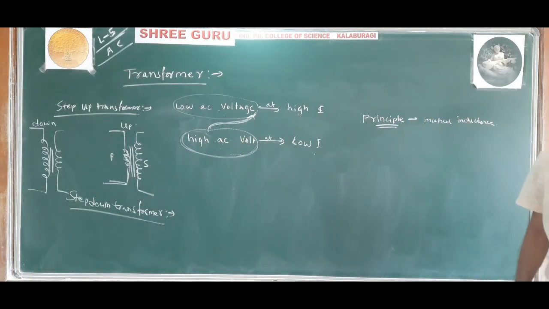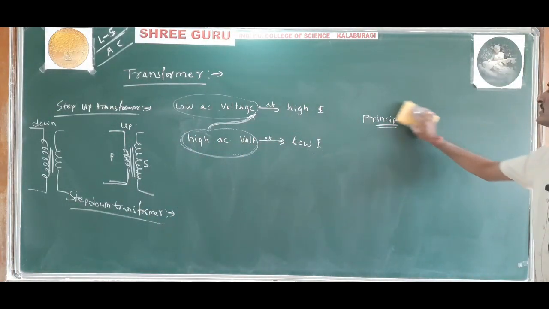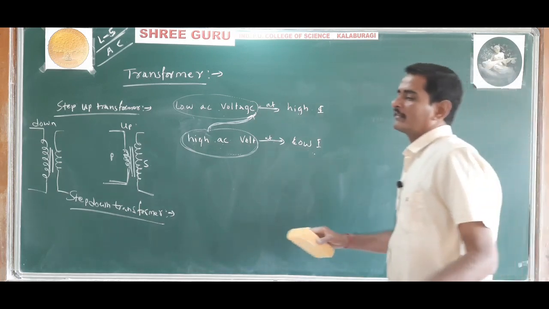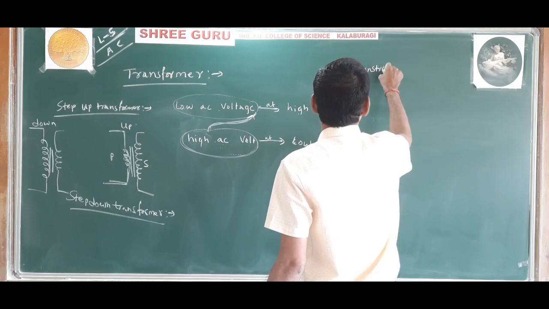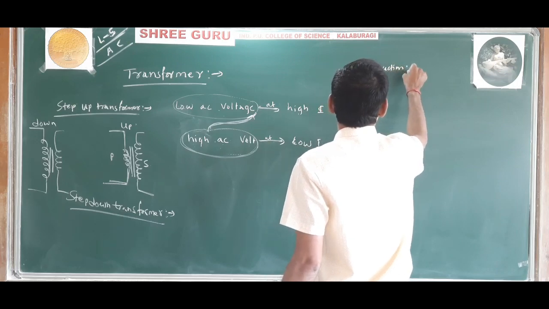That is, an EMF is induced in a coil due to the change of magnetic flux linked with the neighboring coil. And now construction. Simple construction of a transformer.